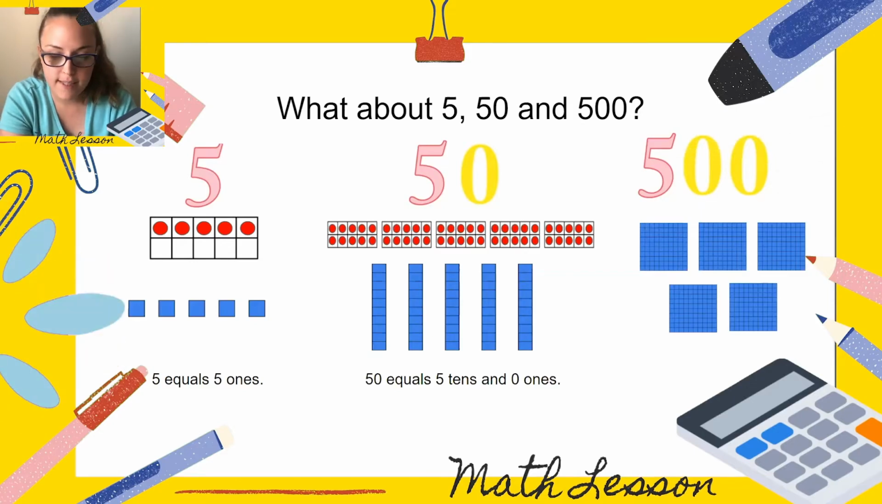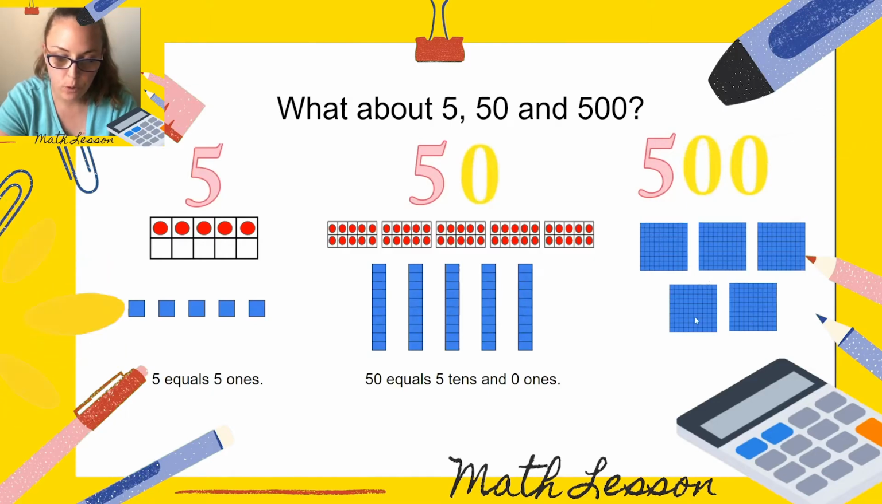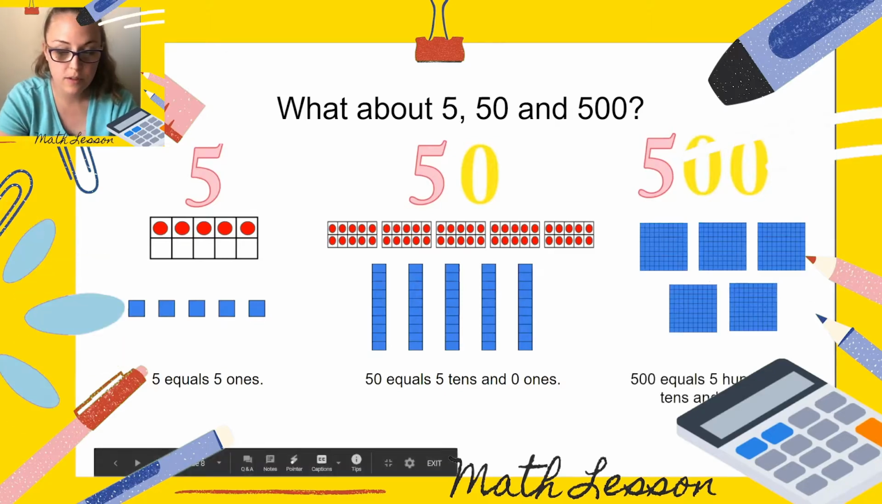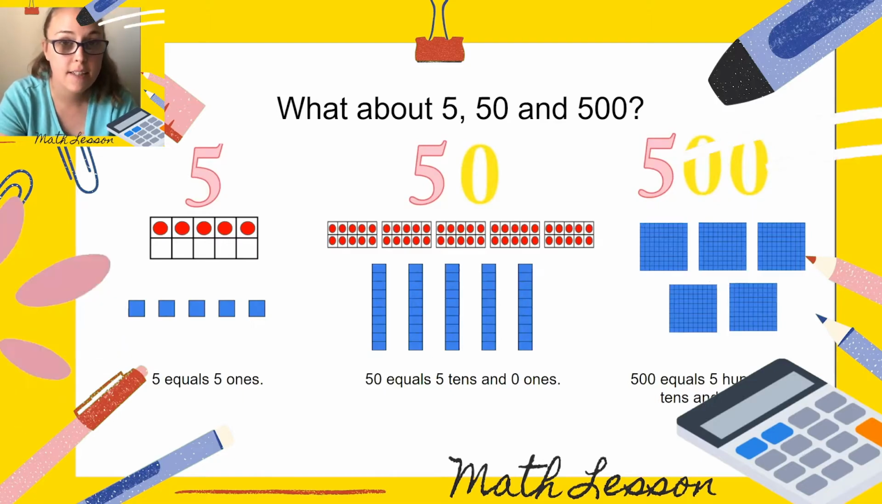So here on the right side, under 500, we have 100, 200, 300, 400, 500. So 500 then equals 5 hundreds, 0 tens, and 0 ones. I hope that helps you see how those numbers are different even though they look so similar.